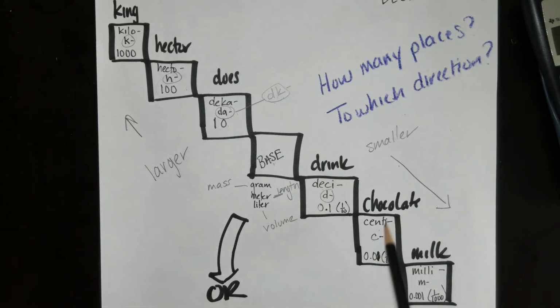Centi, its abbreviation is a C, or its symbol is a C, a lowercase c. And it is 1/100th, so 0.01. Then I have milli, 0.001, which is 1/1000th. Okay, its abbreviation is a lowercase m.